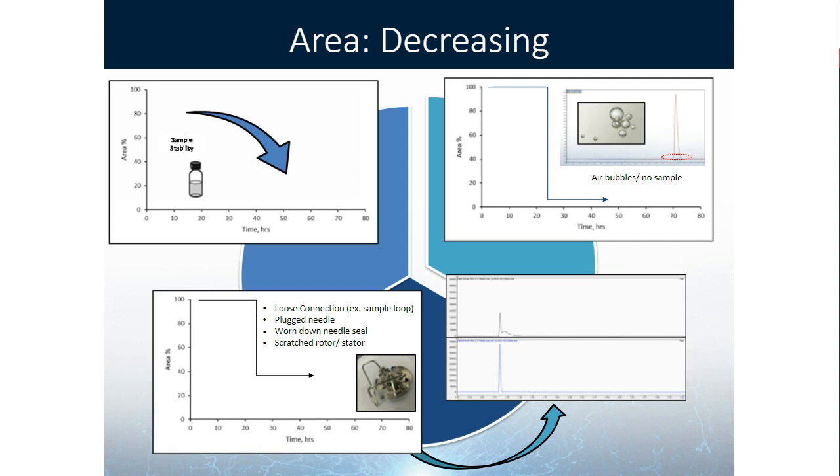If you get a complete change in area from 100 all the way down to pretty much nothing, you may have ran out of sample, or there may be some air bubbles in the sample vial, especially if you're using those vial inserts. That could be a really quick check just to take out of the auto sampler and inspect.